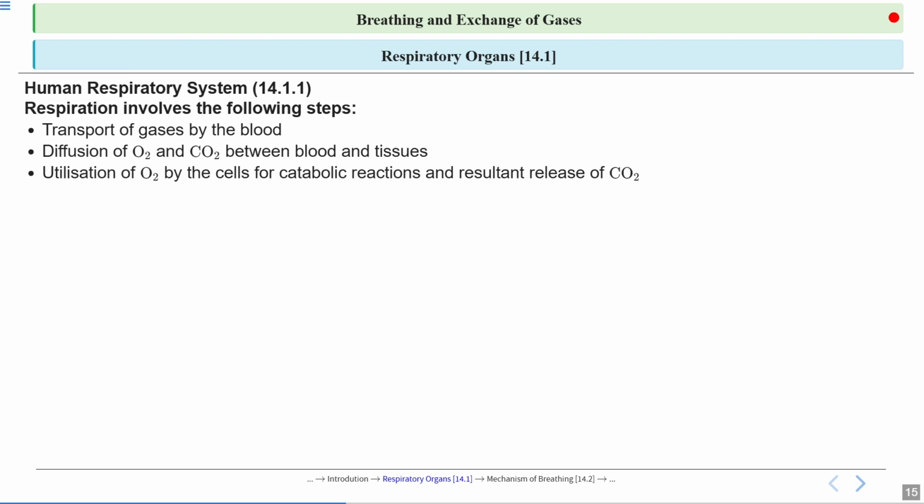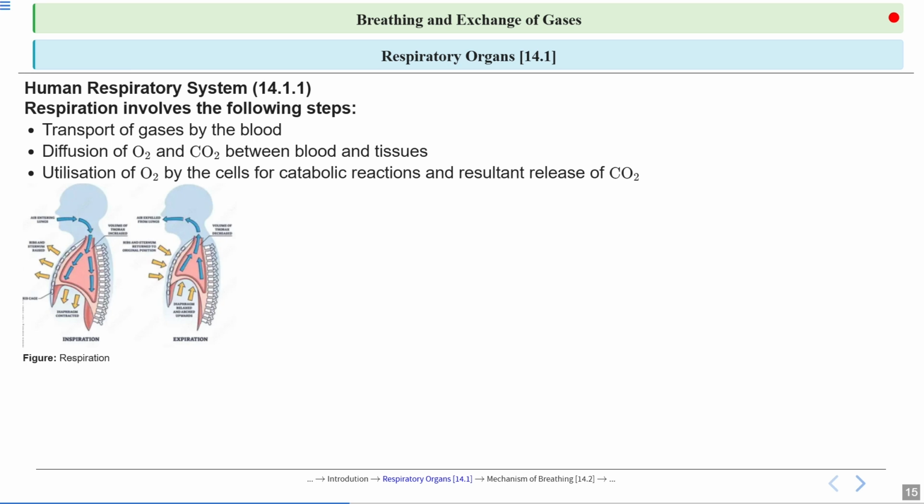Now there is a utilization of oxygen by the cells for catabolic reactions, and this will result in the release of carbon dioxide. So catabolic reactions, what are catabolic reactions? In catabolic reactions, the larger size molecules are broken down into simple molecules. Sometimes you call respiration also a catabolic process. And in these metabolic reactions, carbon dioxide is produced as a byproduct.